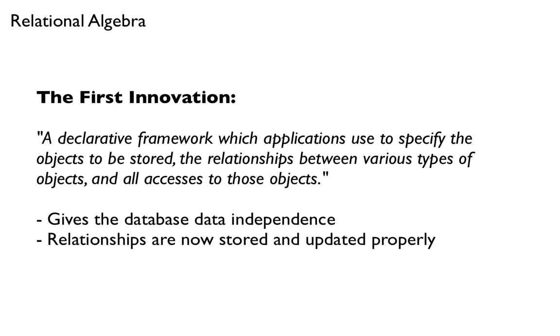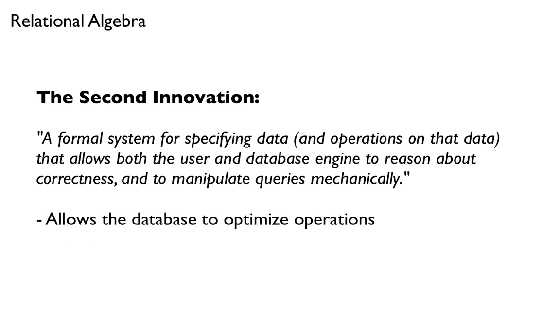The first point gives the database data independence, rather than requiring the user to manage the connections between data. The database can now ensure the relationships between data is stored and updated properly. The second point allows the database to apply optimizations to operations requested by applications. Like John was saying, we don't care how the database gets its data as long as it gets it.